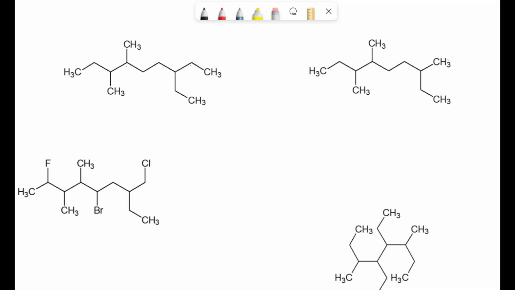So let's go ahead and name these compounds then. So if I'm starting from this side, 1, 2, 3, 4, 5, 6, 7, 8, 9, I'll just circle this. And so we know that we have a nonane.